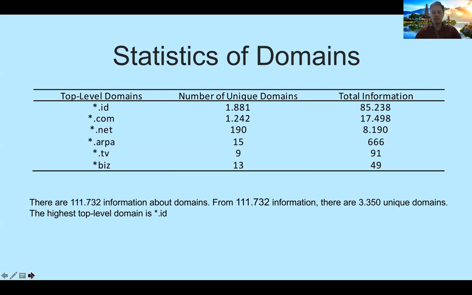The second highest top-level domain is .com. The number of unique domains of .com is 1,242, with total information of 17,498. The third highest is .net. The number of unique domains of .net is 190, with total information of 8,190. And there are other top-level domains such as .arpa, .tv, and .biz.